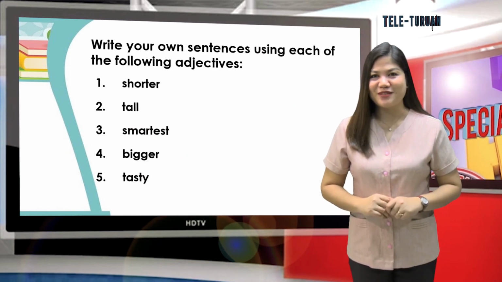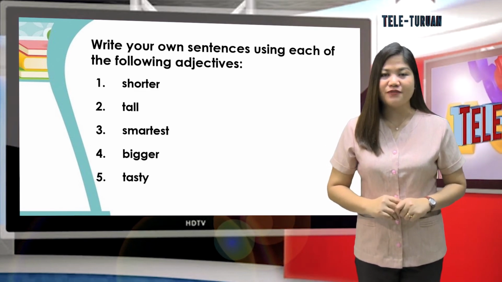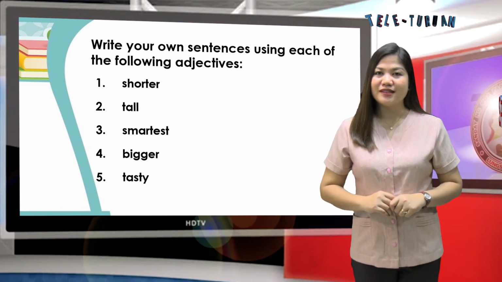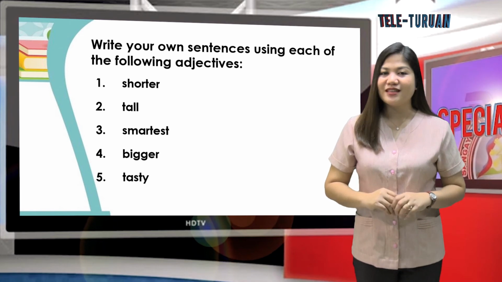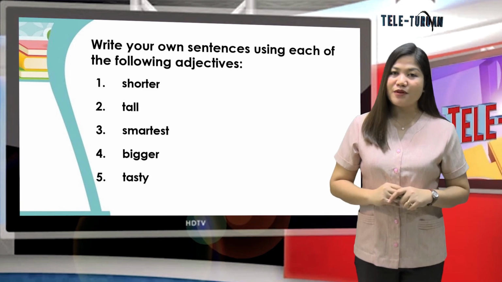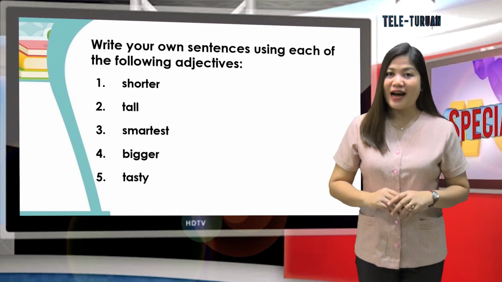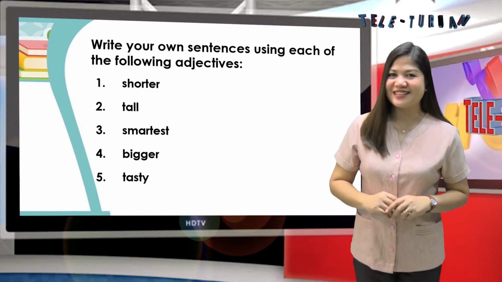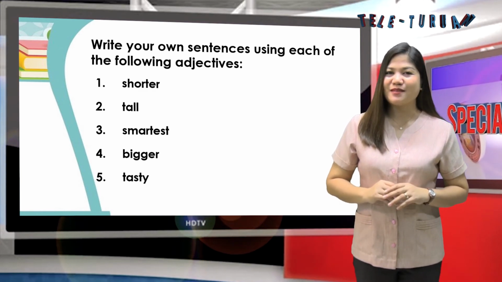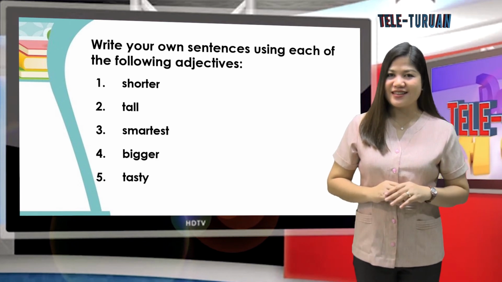Let's have another activity. Write your own sentences using each of the following adjectives. Number 1, shorter. Number 2, tall. Number 3, smartest. Number 4, bigger. Number 5, tasty. Now, let us check your sentences. Number 1 is shorter. The adjective shorter is in the comparative form. Your sentence may look like this.